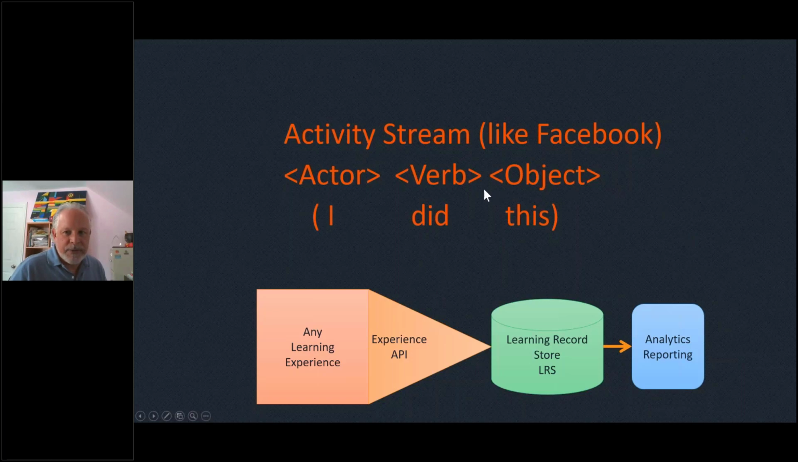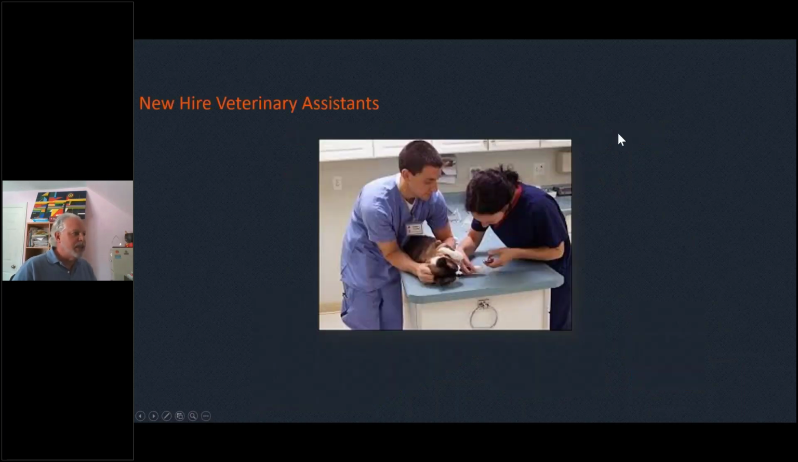So I'm going to end finally with a learning ecosystem. Here's an example with veterinary systems. They had learning paths to learn the skills of working with animals, and let's say restraining a cat. You need good experience to do that, or you're going to get hurt.